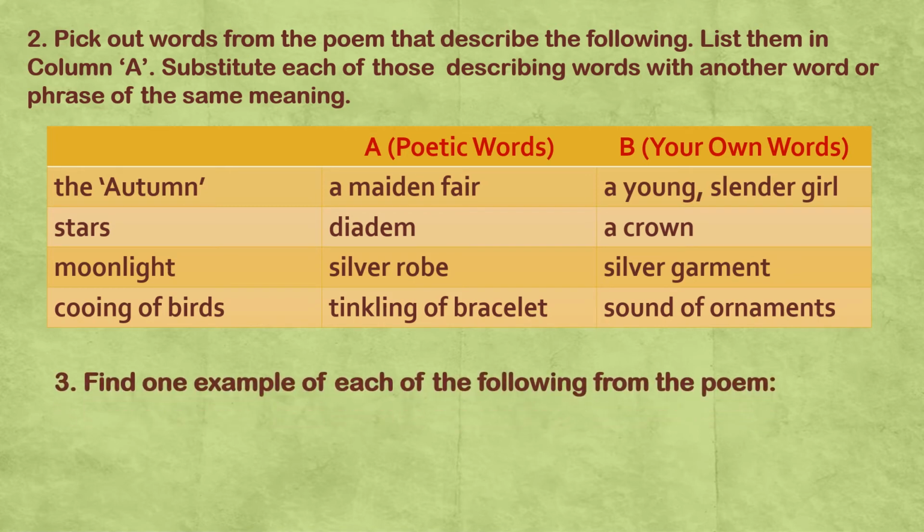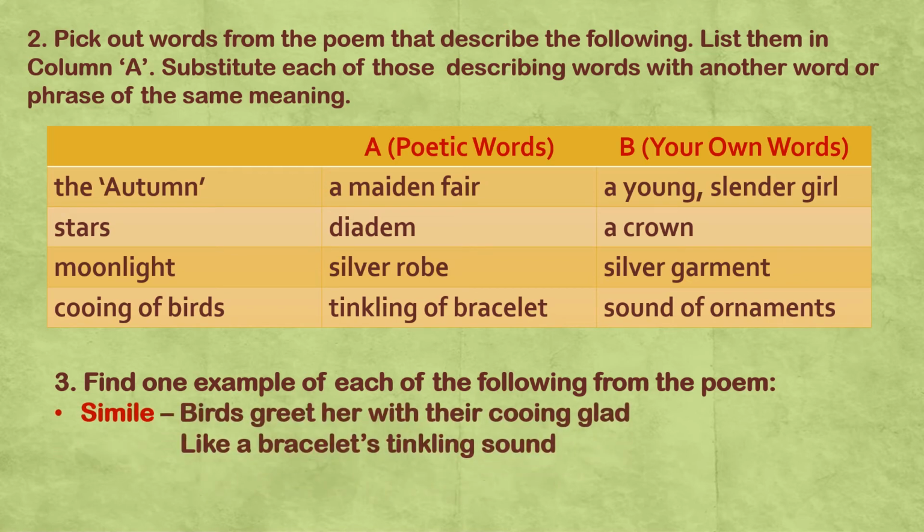Find one example of each of the following from the poem. Simile. So the example is: birds greet her with their cooing glad, like a bracelet's tinkling sound. So the cooing of the birds is compared to the sound of the bracelet, the tinkling sound of the bracelet. Hence, it is called a simile.